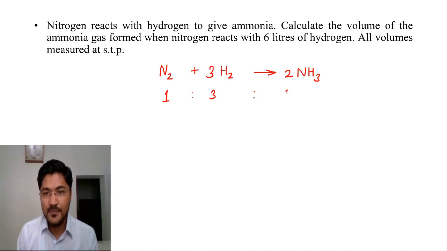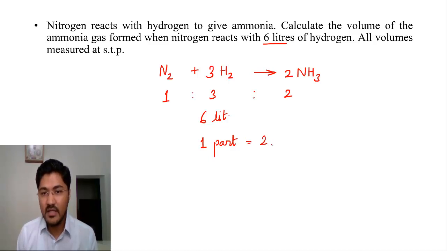be 1:3:2. The amount of hydrogen gas given here is 6 liters, so that is equivalent to 3 parts. So 1 part would be 2 liters, and therefore the ammonia that will be produced will be 2 parts, which is equal to 2 into 2 liters, that is 4 liters.